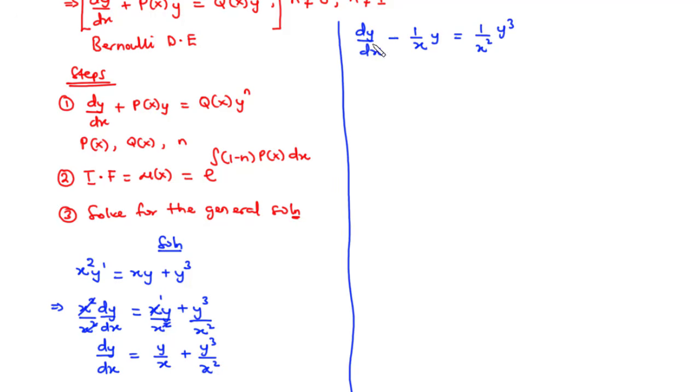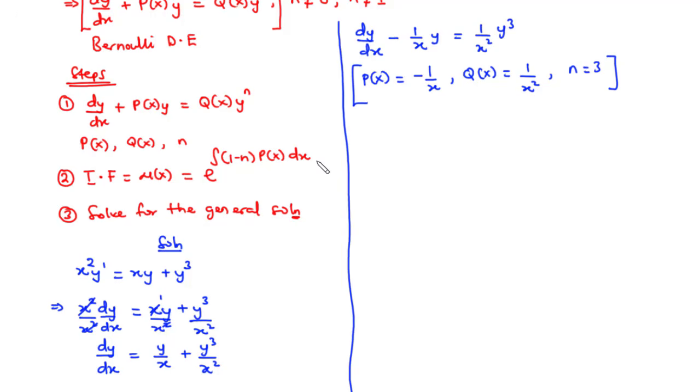Now you realize that this is in the form that we are looking out for. So we can have p of x to be equal to negative 1 over x, because the negative is affecting this, and then you have q of x to be equal to 1 over x squared, and then you have n to be equal to 3. So we are done with the first part.